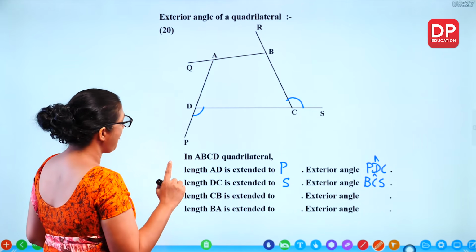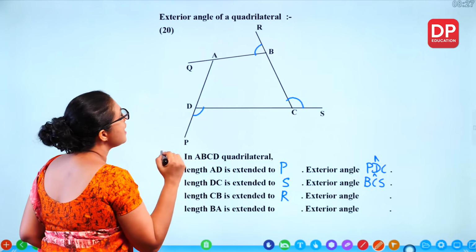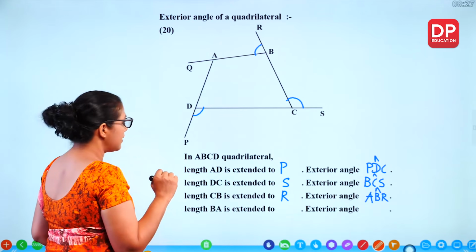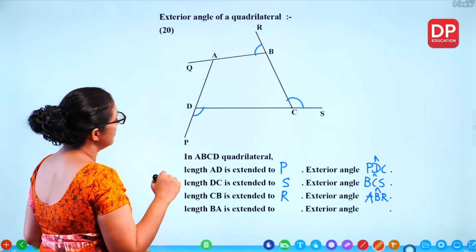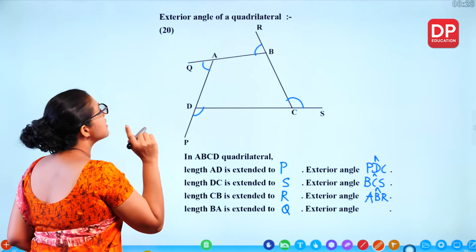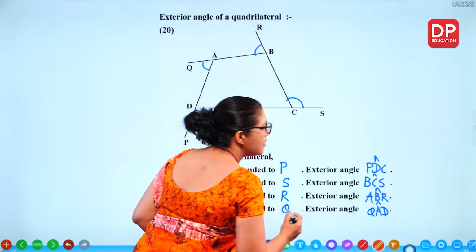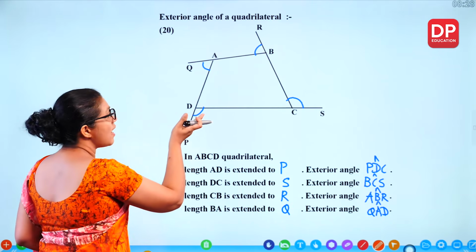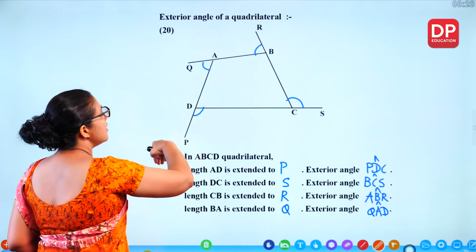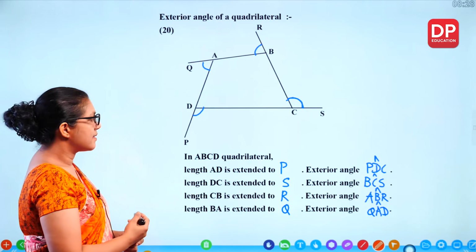Side CB is extended to R, and you get the exterior angle ABR. Side BA is extended to Q, and you get the exterior angle QAD. So here you have to choose either clockwise or anti-clockwise. Here this is anti-clockwise. When you extend the lines, you get these exterior angles.